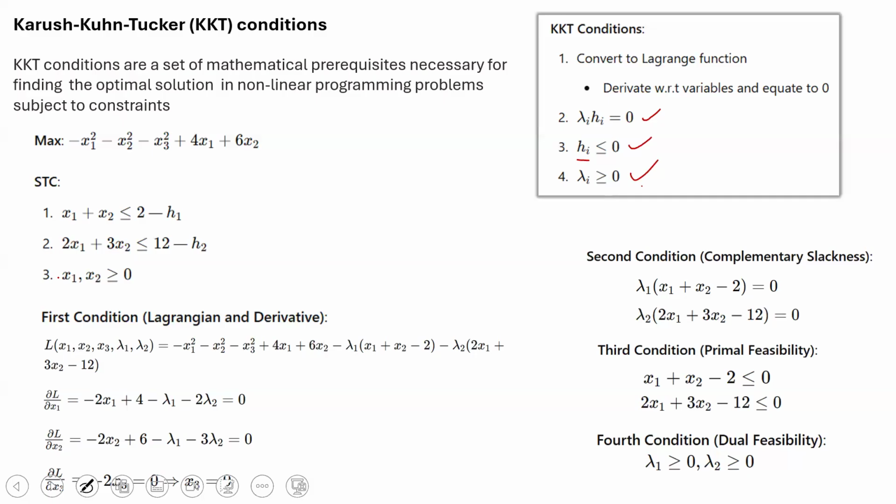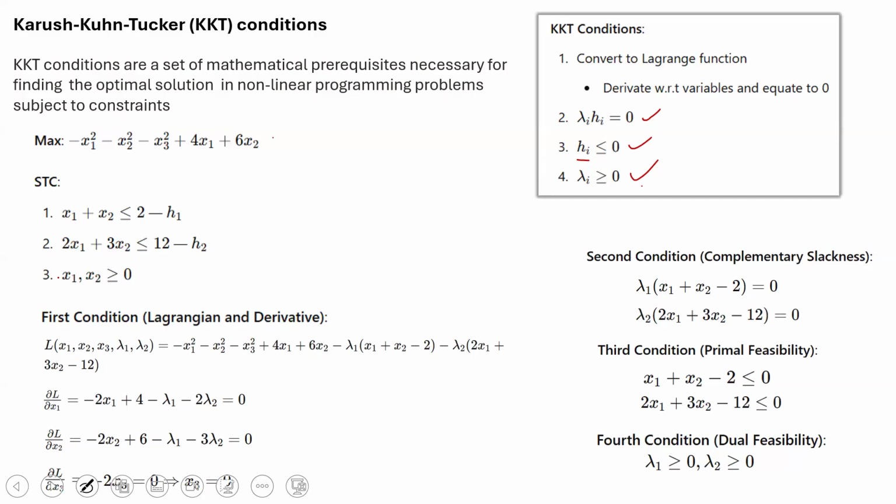So it's simple. First thing is they have given four conditions. The first condition is to derive with respect to the variables and equate them to zero. Then they have given that the Lagrangian multiplier multiplied with the constraint will always be equal to zero, and the Lagrangian multipliers will always be greater than or equal to zero, and the constraints are always less than or equal to zero. Okay, so now let's understand this with an example.